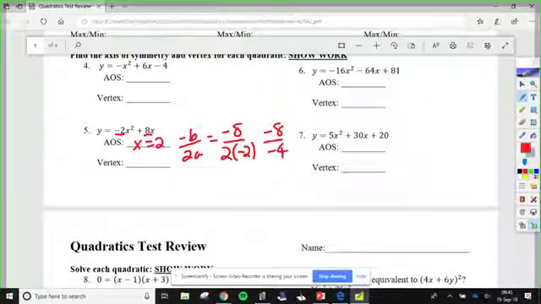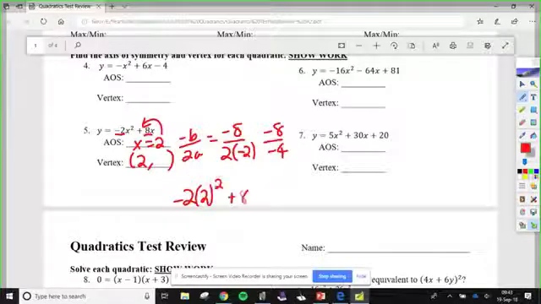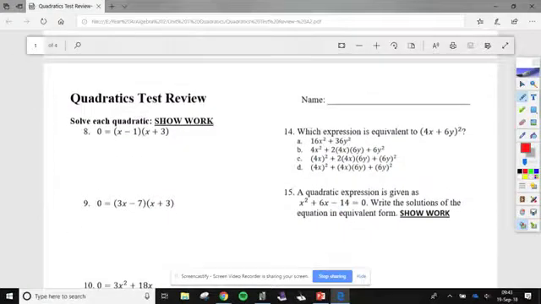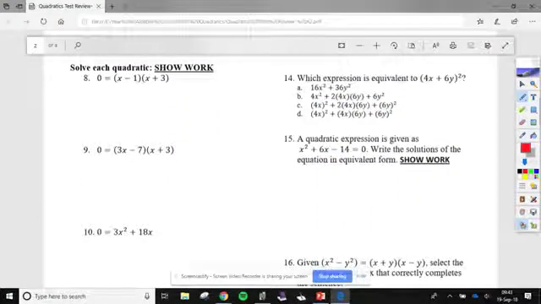So x equals a positive 2. Remember, that's the same as the x value of the vertex. Plug 2 back in here for x, and you'll get the y value of your vertex. So this would be negative 8 plus 16, which would be a positive 8 as a result. Okay, 7 works the same exact way. I'll let you do that one on your own, just for the sake of saving a little bit of time here. But now let's solve each quadratic.